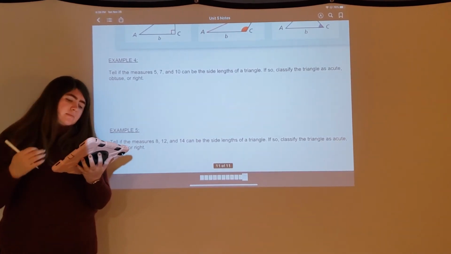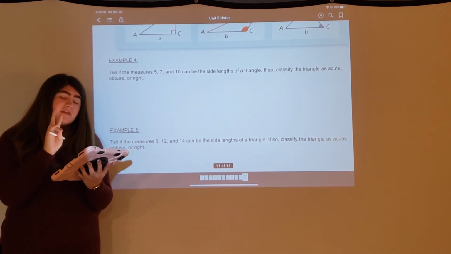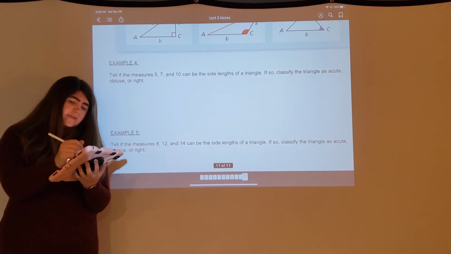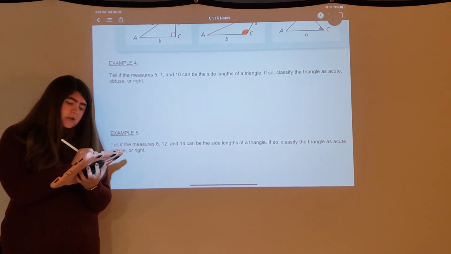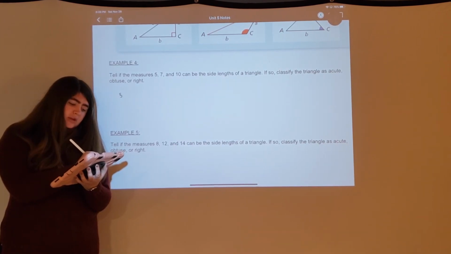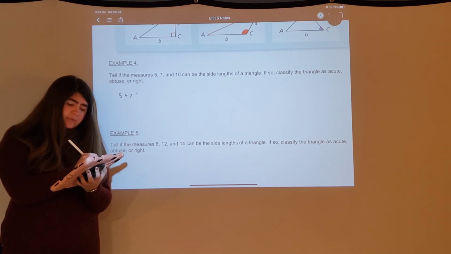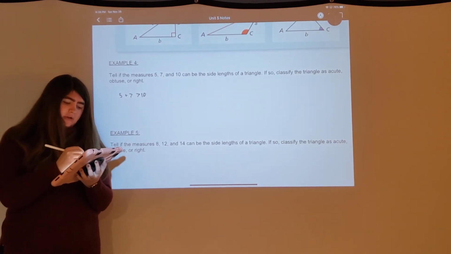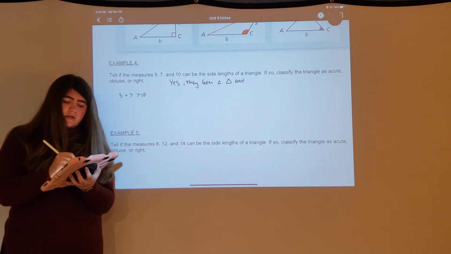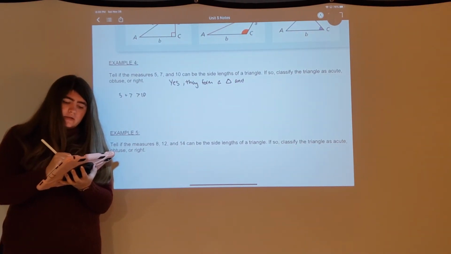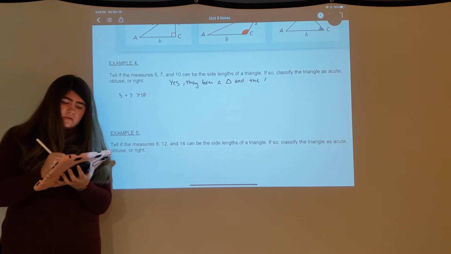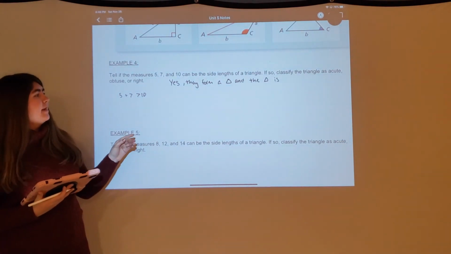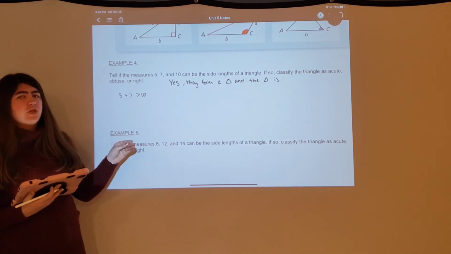So I'm going to take my two smallest sides and add them together. I have 5 plus 7. If 5 plus 7 is greater than 10, which it is, because 5 plus 7 is 12, then this checks out. It is a triangle. Yes, they form a triangle, and now we're going to classify it. So I have the possibilities of acute, obtuse, or right.